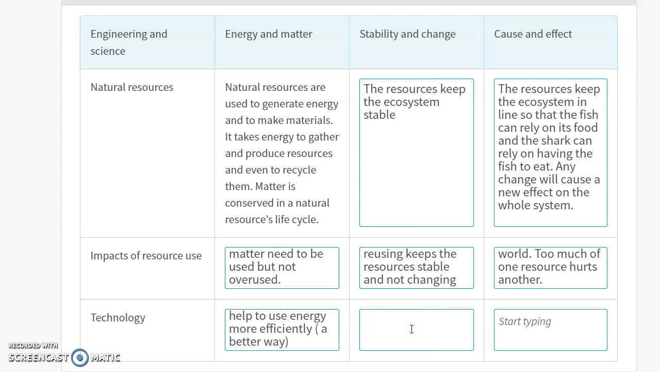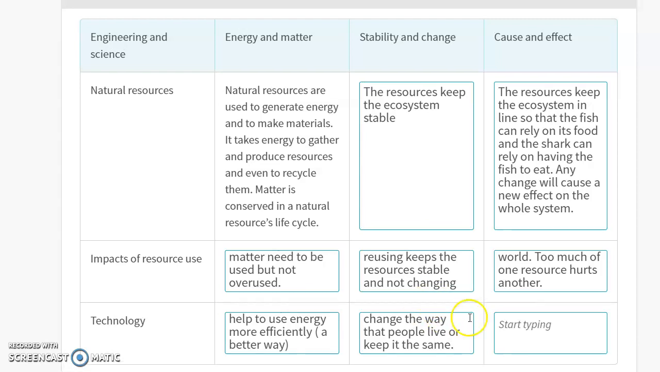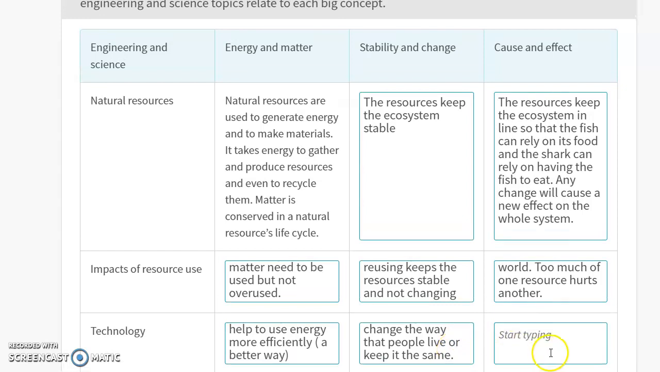Technology, how does that contribute to stability and change? Technology can change the way that people live or keep it the same. Right? Technology has the ability to create a more stable life or also change the way that people have lived.